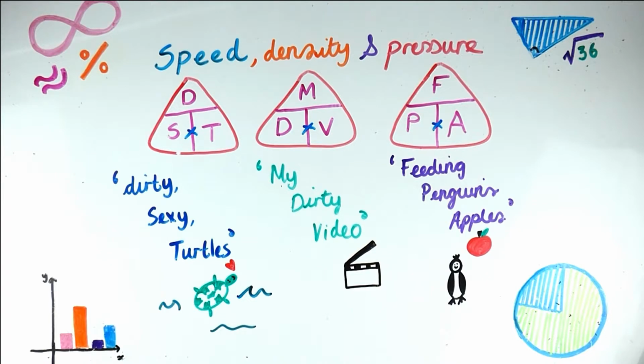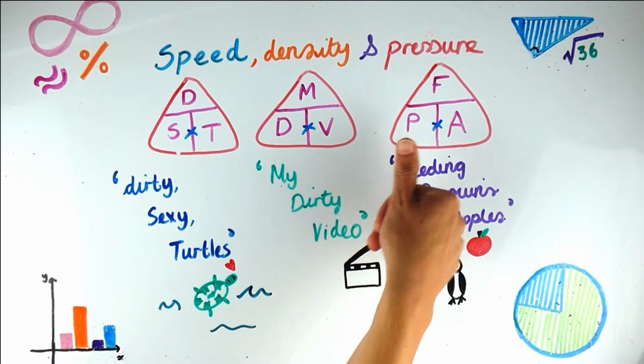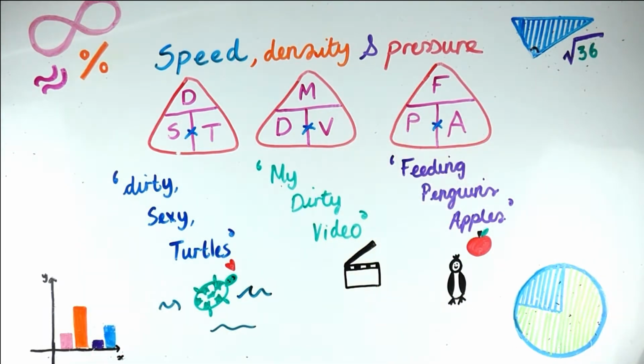I guess we could do another example for the end one. If you want the pressure, you cover up P. So you've got F over A, force over area.